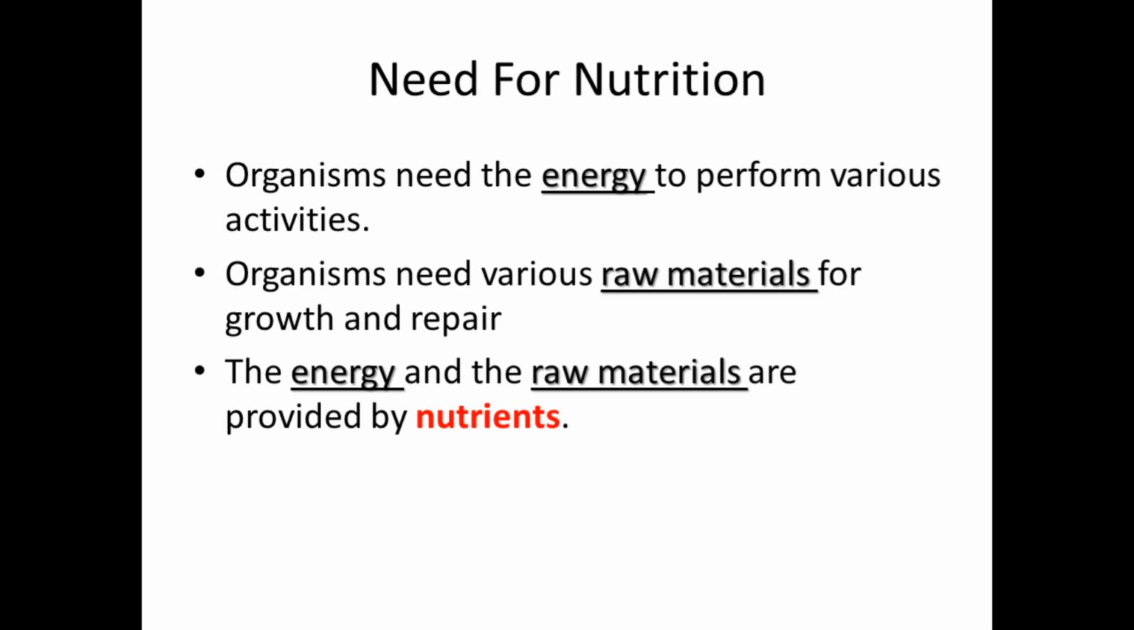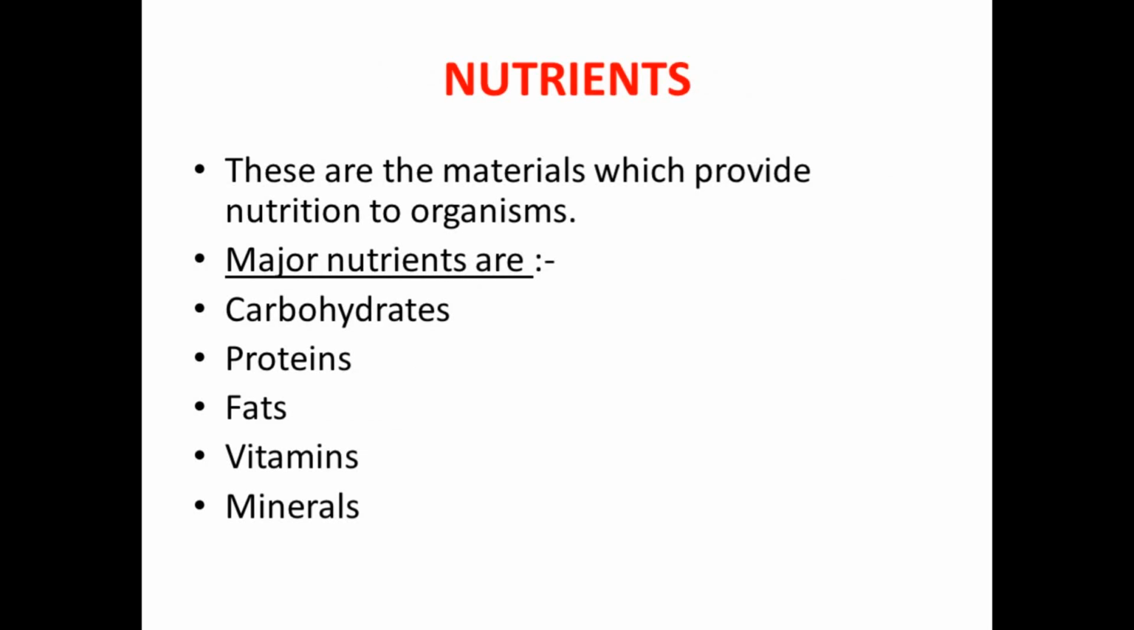Now we will see the need for nutrition. Organisms need energy to perform various activities. Organisms need various raw materials for growth and repair. So this energy and the raw materials are provided by nutrients. So now we have to see what nutrients are. Nutrients are the materials which provide nutrition to organisms, and the major nutrients are carbohydrates, proteins, fats, vitamins and minerals.